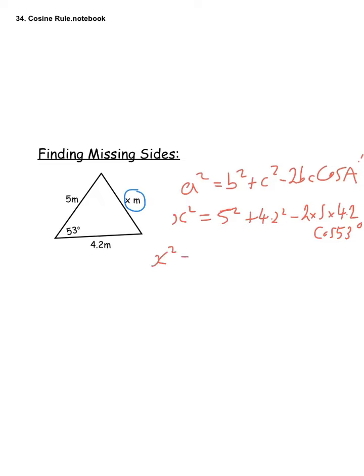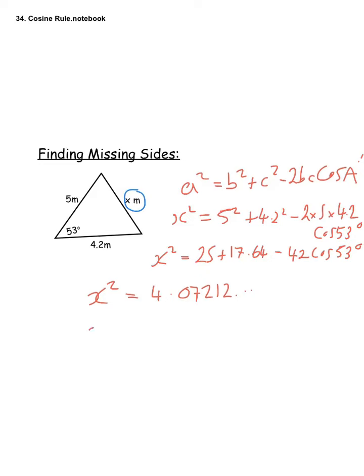x squared is equal to 5 squared is 25, 4.2 squared is 17.64, and 2 times 5 times 4.2 is 42 cos 53. Okay, so now all we need to do is put this into our calculator and we'll get a value for x squared. If we put all that into a calculator, we get the value 4.07212, and it just keeps going on and on and on. That's fine, keep that in your calculator.